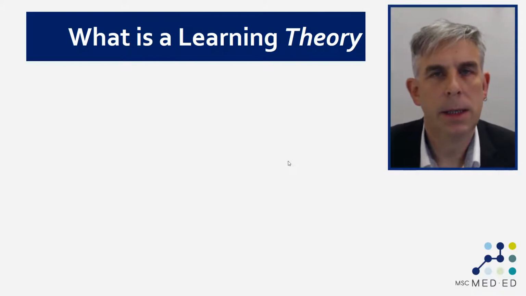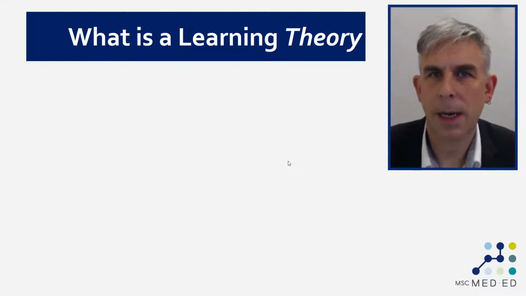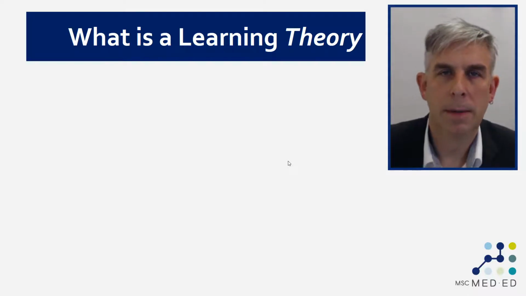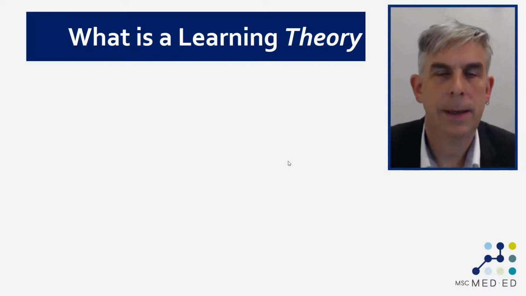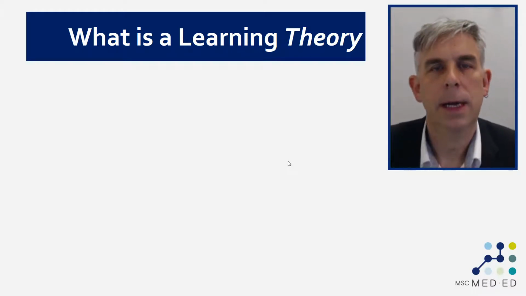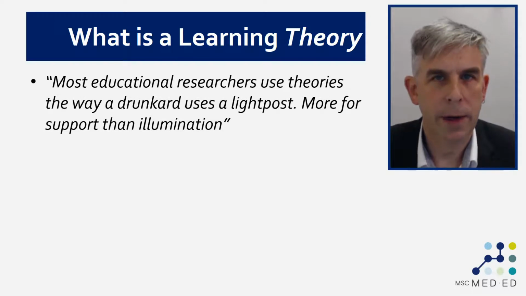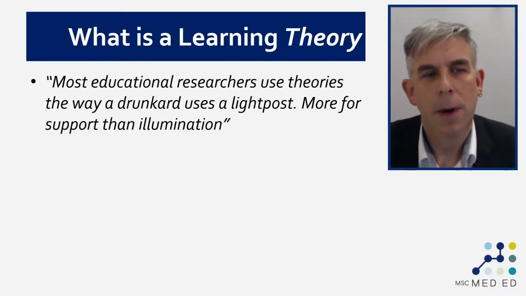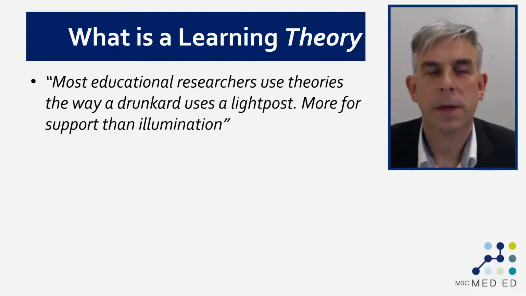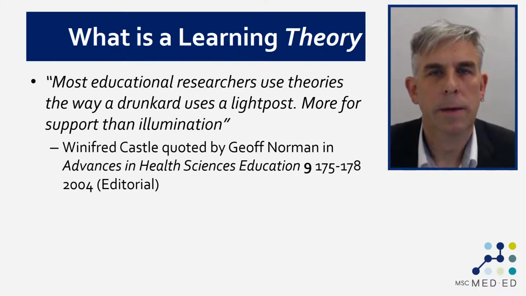In the social sciences, as you saw in those previous examples, theory does normally mean something slightly different. It's a framework or a way of explaining our findings rather than something which generates hypotheses to be tested. This can lead some people to be very critical of the idea of theory in the social sciences, including education. Here's a quote from a statistician, Winifred Castle, who said, most educational researchers use theories the way a drunkard uses a light post, more for support than illumination. Winifred Castle quoted by Jeff Norman.